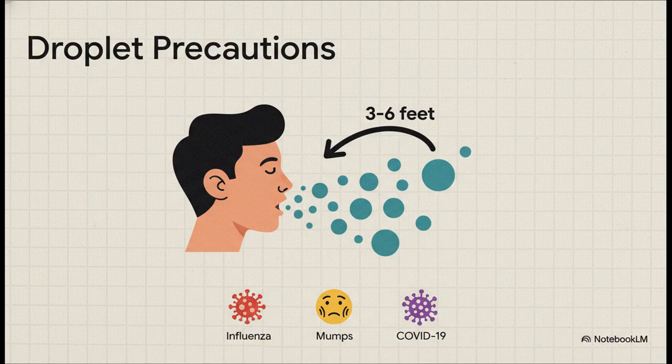So droplet transmission happens whenever someone talks, coughs, or sneezes, sending out these large droplets. The key thing here is that these droplets are kind of heavy, so they typically only travel about 3 to 6 feet before they fall out of the air. This, by the way, is why social distancing became such a big deal. You'll use these precautions for really common illnesses like the flu, whooping cough, and of course COVID-19.